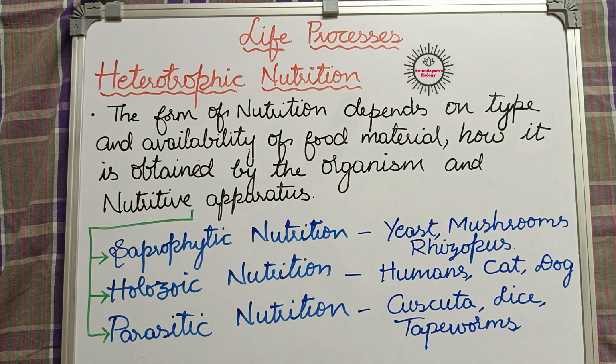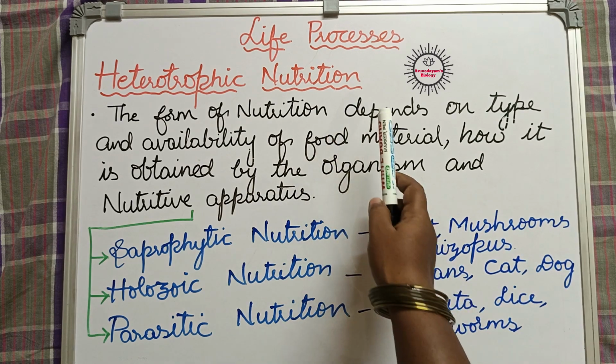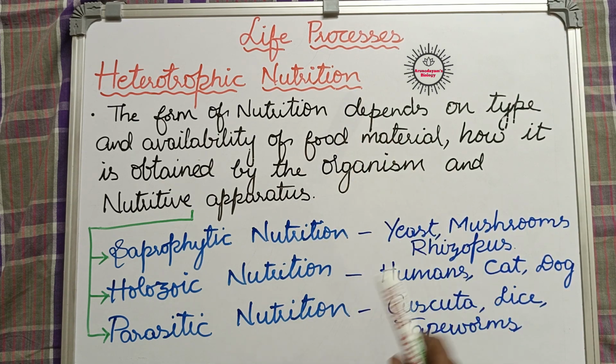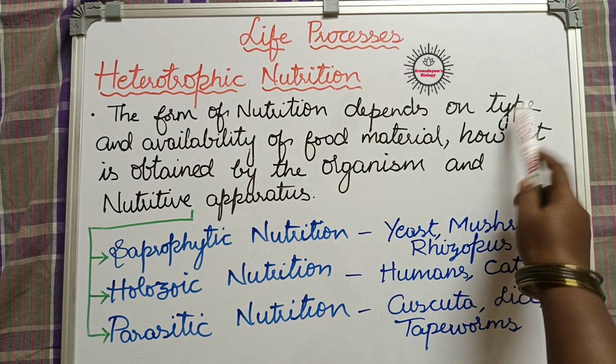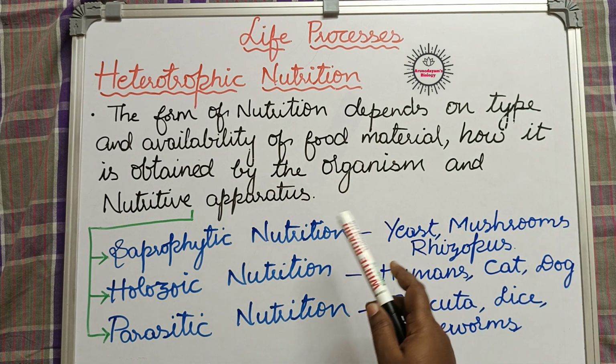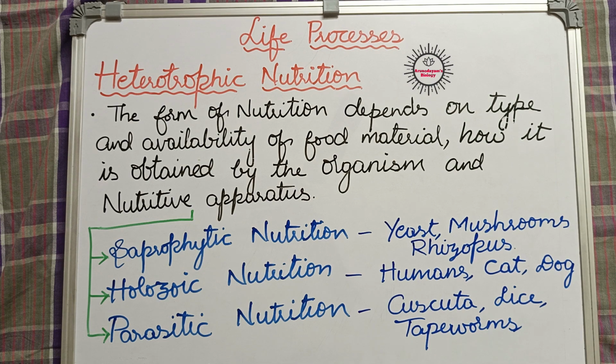Okay, each organism is adapted to its environment. The organisms which are present on this earth will adapt to their surroundings. That means they will adapt to their environmental conditions. The form of nutrition differs. Actually, heterotrophic nutrition has different forms. It depends on four factors. First one is the type of food material. Second is availability of food material. Third, how it is obtained by the organism. And the fourth factor is nutritive operators. So heterotrophic nutrition is in different forms, and the form of nutrition depends on four factors.